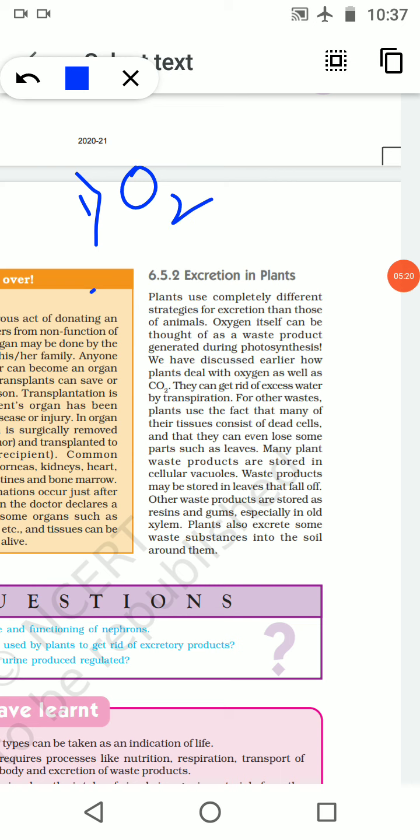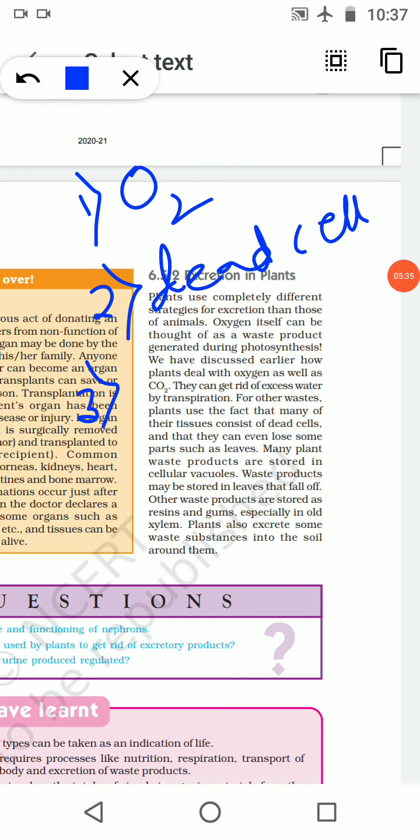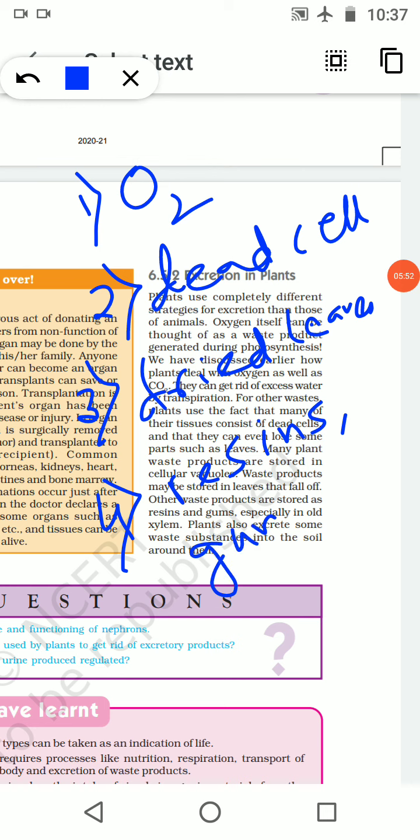Second, plants have dead cells and tissues, which are also waste of the plant. Third, you can have dried leaves, where they store their waste and then shed them. Fourth, there are a few useful things that are waste products of the plants, like resins and gums. They are all waste products of the plants.